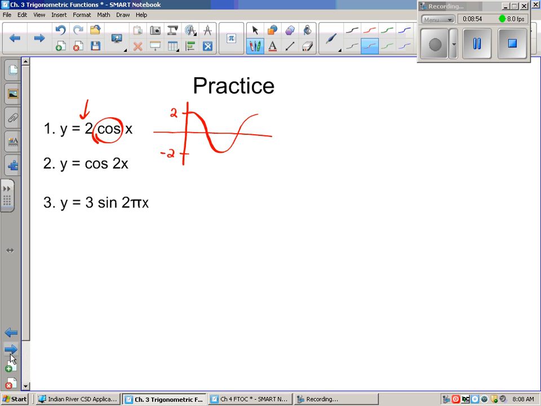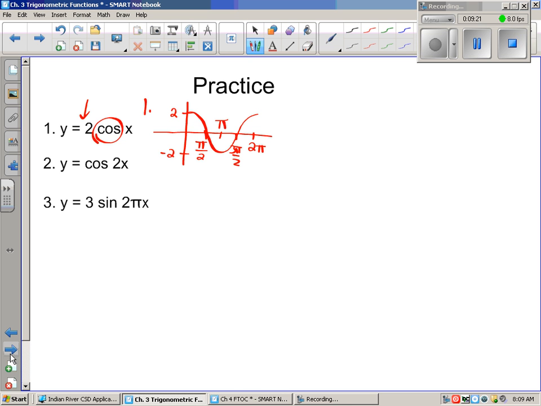You'll notice that the frequency of this graph has not changed. So that means I now need to just label all the rest of these parts. Again, it ends at 2 pi, because nothing changed that frequency. So halfway is pi, half again is pi over 2. Using that pattern, 1 pi over 2, 2 pi over 2, 3 pi over 2, and then 4 pi over 2 completes our graph. So that is your first graph, y equals 2 cosine x.